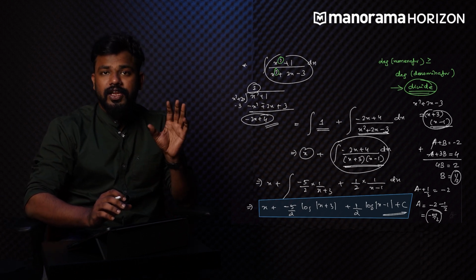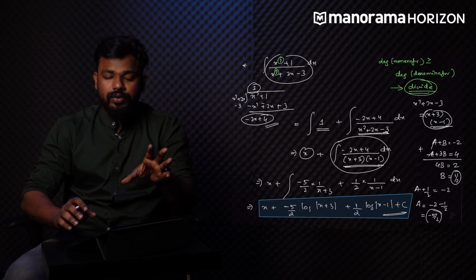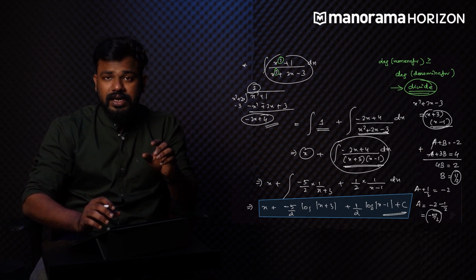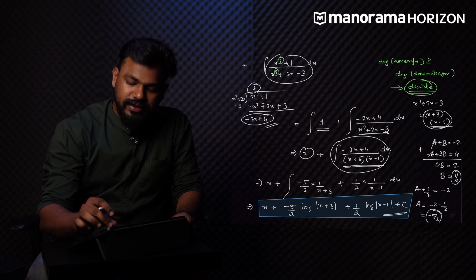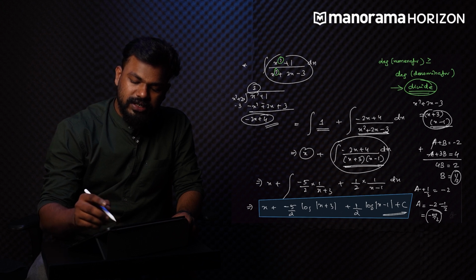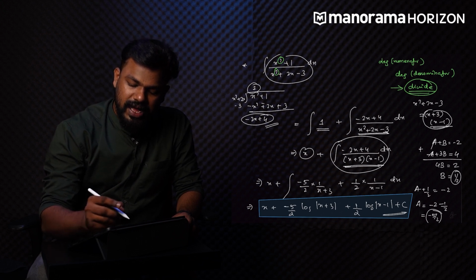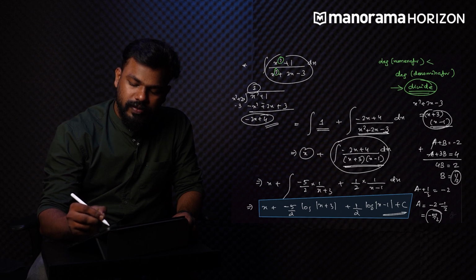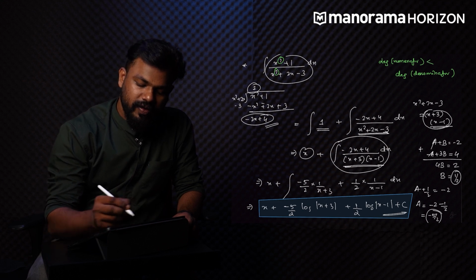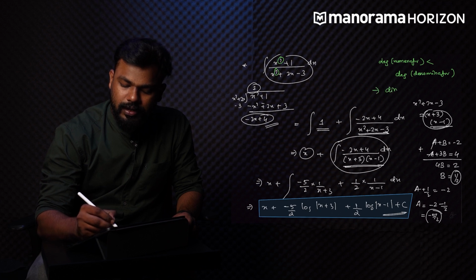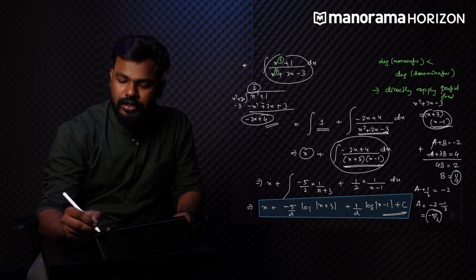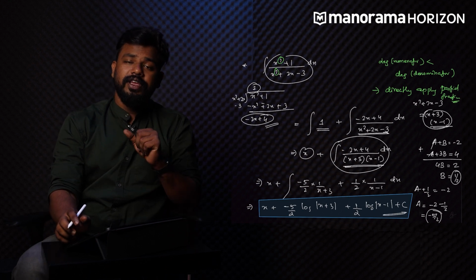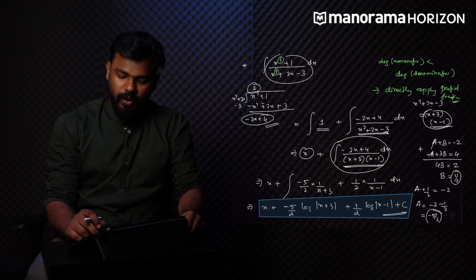We studied if the degree of numerator is greater than or equal to the degree of denominator, you have to first divide. And now what is the second case? Suppose the degree of the numerator is less than the degree of the denominator, then what do you have to do? If it is less than, then you don't have to divide, you have to directly apply partial fractions. If it is less than, you have to directly apply the rule for partial fractions. Clear? So these are the different ways in which we can use partial fractions to solve problems.